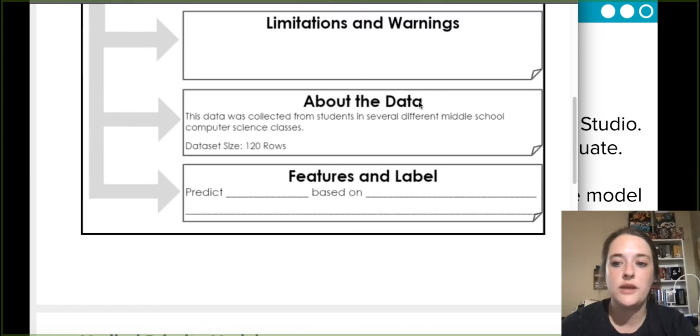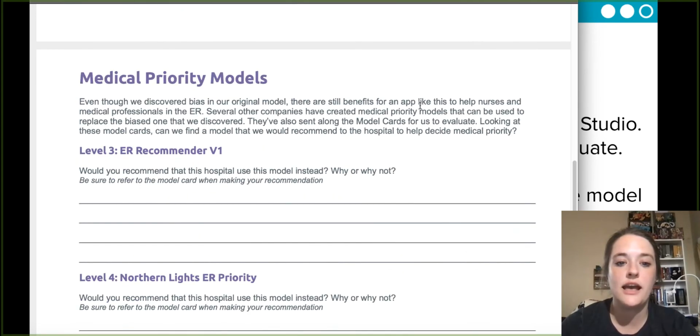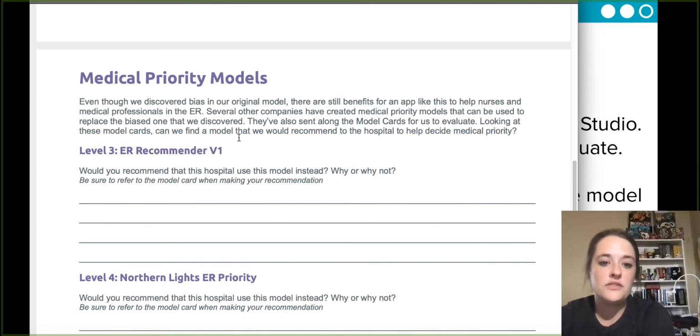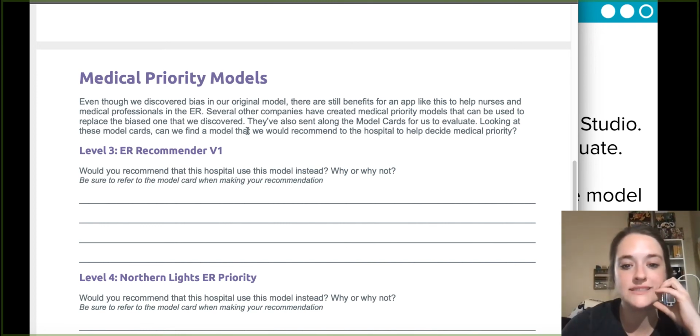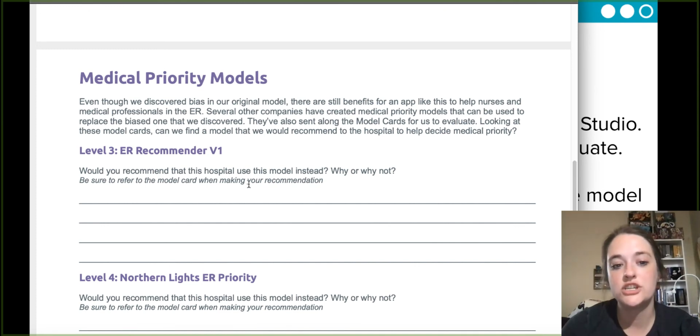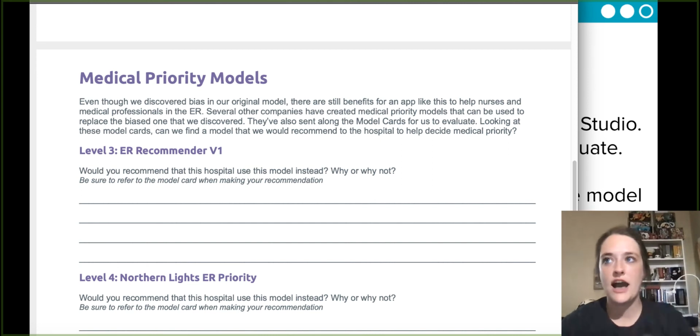So on page 2 of the activity guide, we have level 3, ER Recommender V1, version 1. Would you recommend that this hospital use this model instead? Why or why not? Be sure to refer to the model when making your recommendation. So if I were going to recommend the current model that we looked at earlier, I would say I would not recommend this model card because it deprioritized a person based on their race.